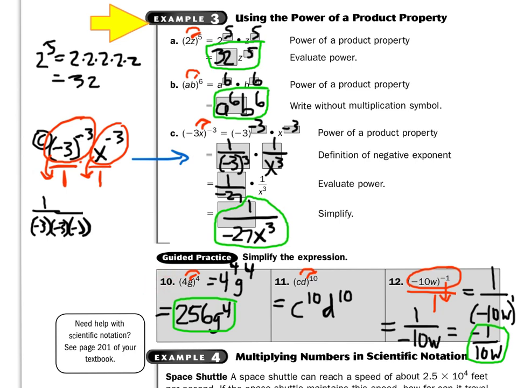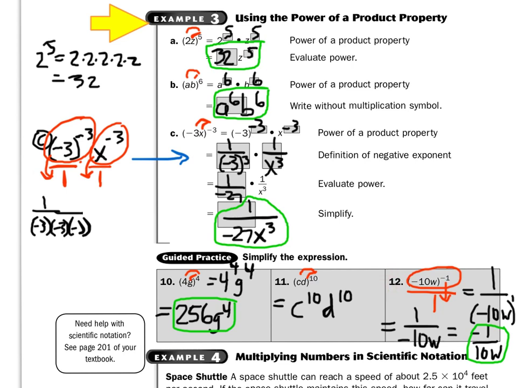Okay, take a look at number 10. In parentheses, it's 4g, and then it's all raised to the fourth power. So I drew a rainbow to the 4 and a rainbow to the g. So this is 4 to the fourth power times g to the fourth power. And so 4 to the fourth power is 256 and g to the fourth power. Okay, take a look at number 11. I have in parentheses c times d to the 10th power. So draw a rainbow to the c and a rainbow to the d. So that would be c to the 10th power times d to the 10th power.